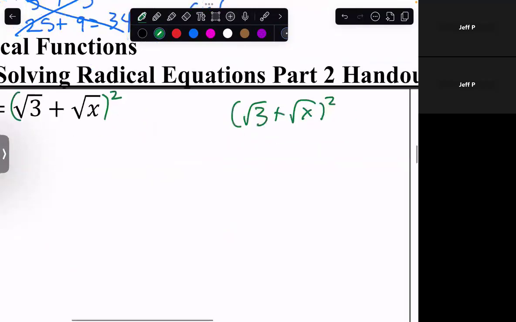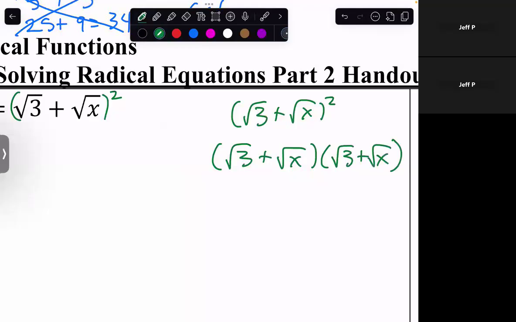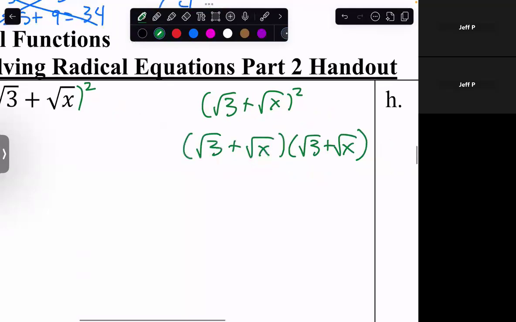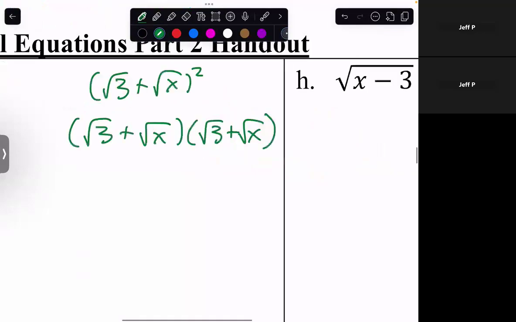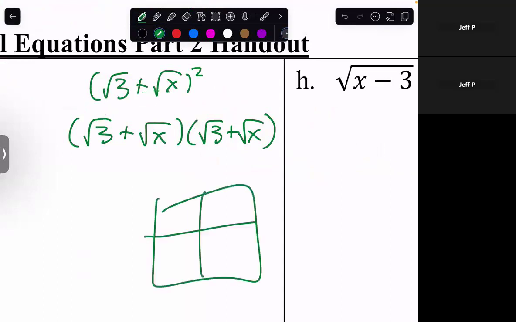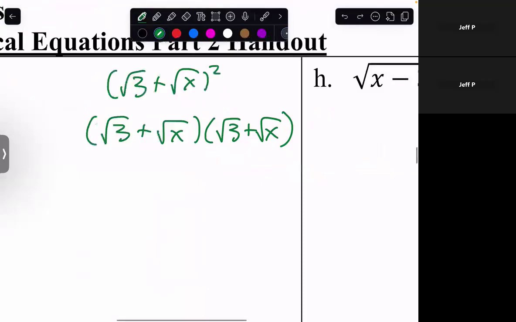The squared applies to the entire parentheses. So we want to write the entire parentheses twice. From here you distribute. You either draw the arches or you draw this box, some way of making sure that you do all 4 multiplications.